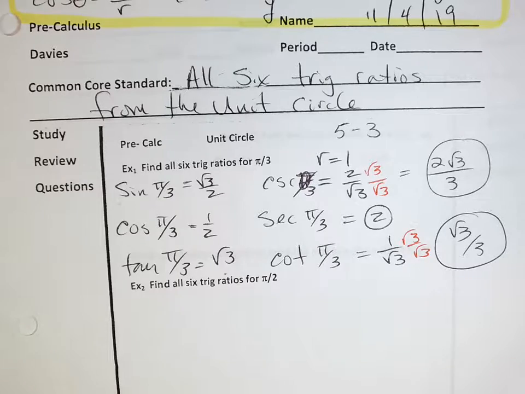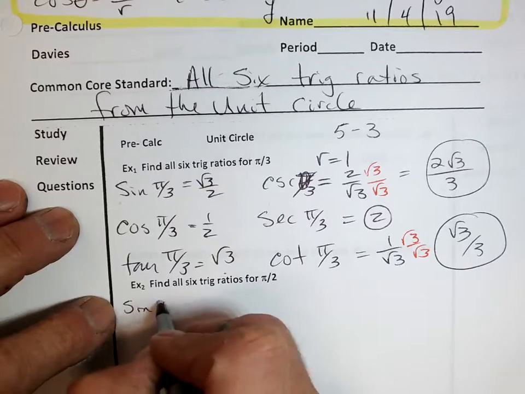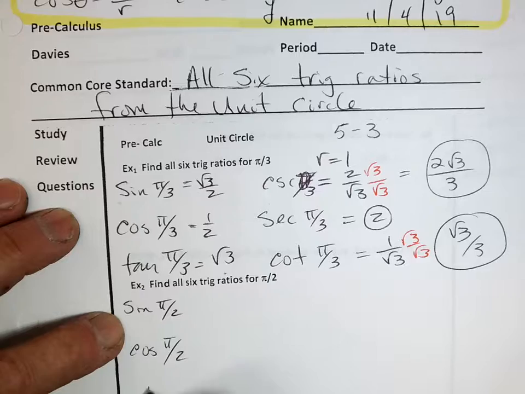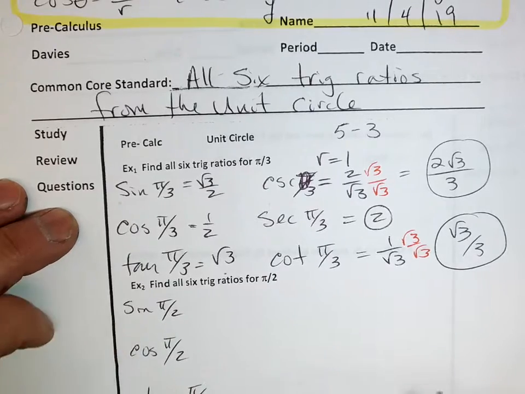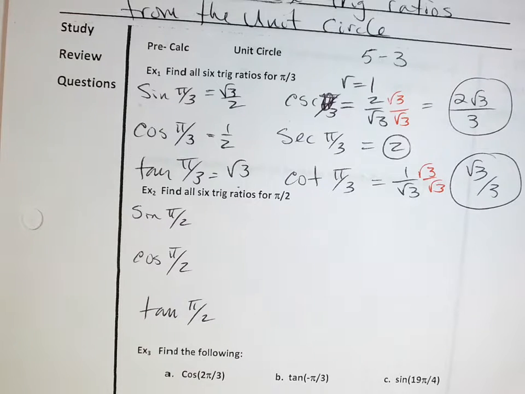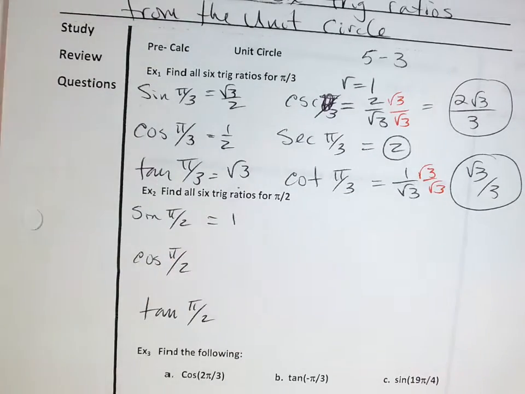Now, find all 6 trig ratios for pi halves. Okay, well, sine of pi halves, cosine pi halves, tangent pi halves, right? So, sine of pi halves. Let's see, sine is the y value, so it's going to be 1. Agree? Just plain old 1. Okay, so sine of pi halves is 1. Cosine of pi halves, cosine is the x value, so it's 0.